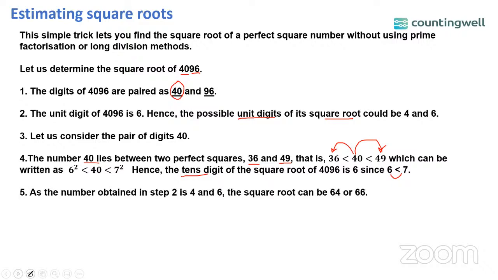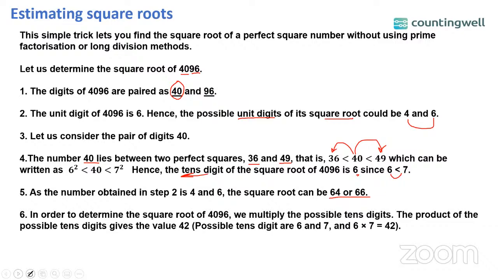Now, as the unit digit obtained in step 2 is 4 or 6, the square root can be 64 or 66. Since the tens digit is fixed now, which is 6, but for the unit digit we have two options, 4 and 6, we can have the square root as 64 or 66. In order to determine the square root, we multiply the possible tens digits. As the possible tens digits are 6 and 7, we multiply 6 by 7, we get 42.